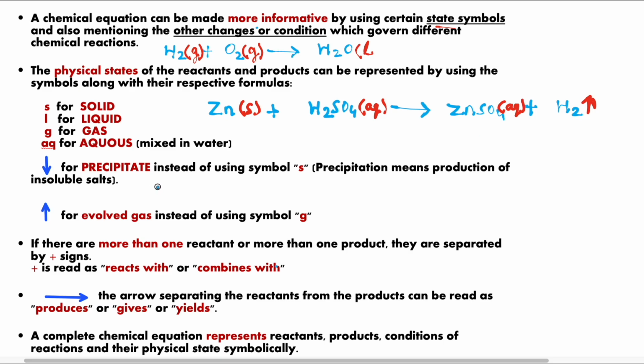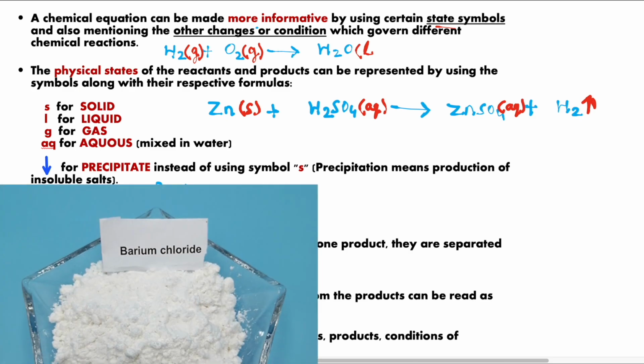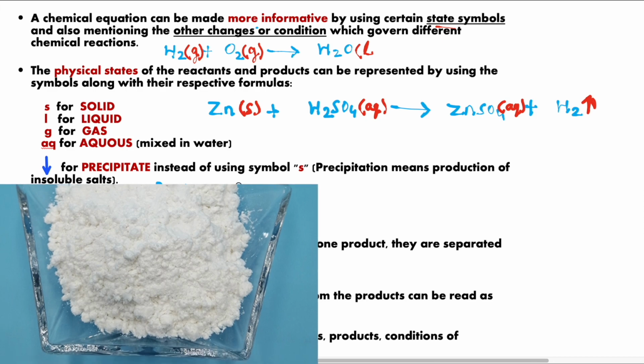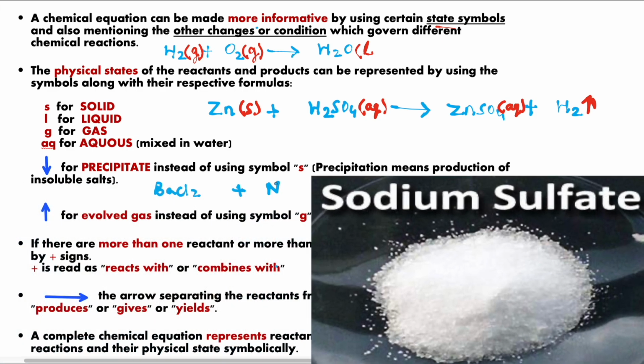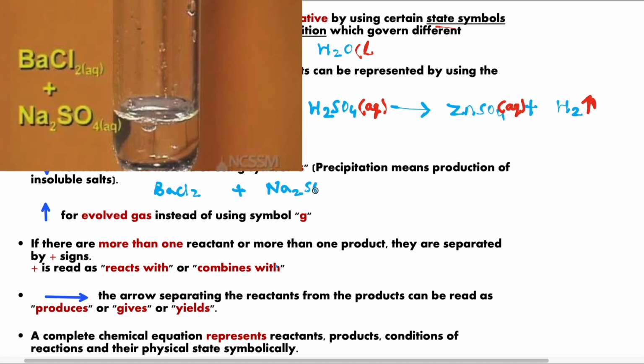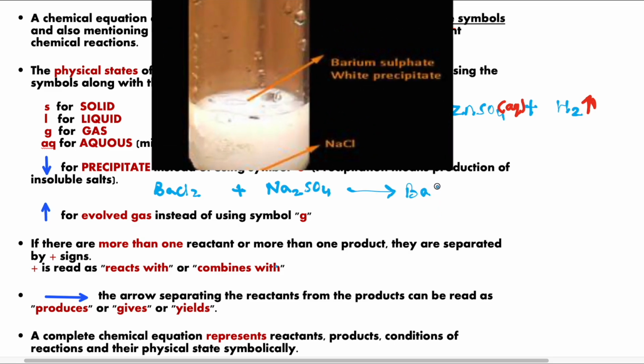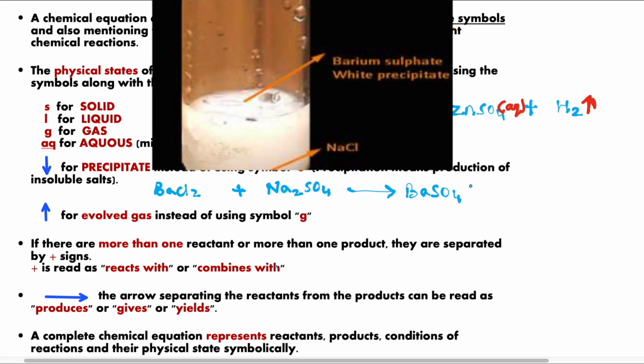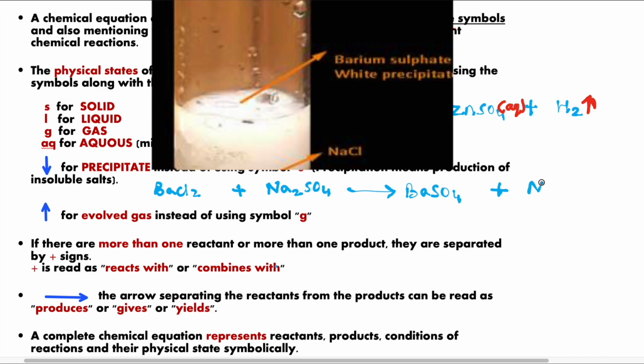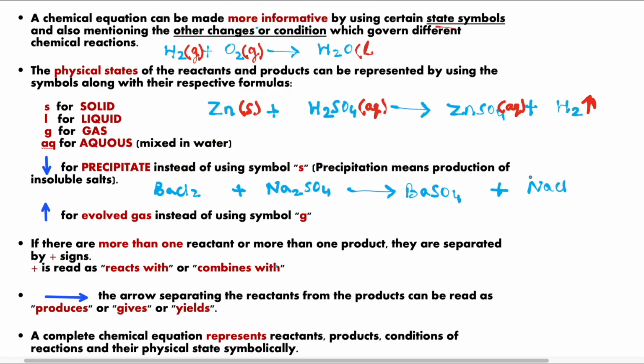Now let us see another example where BaCl2 is barium chloride, when it reacts with sodium sulfate, that is Na2SO4. It gives barium sulfate along with sodium chloride solution. So when we look at this chemical equation, it can be made more informative by using the state symbol.